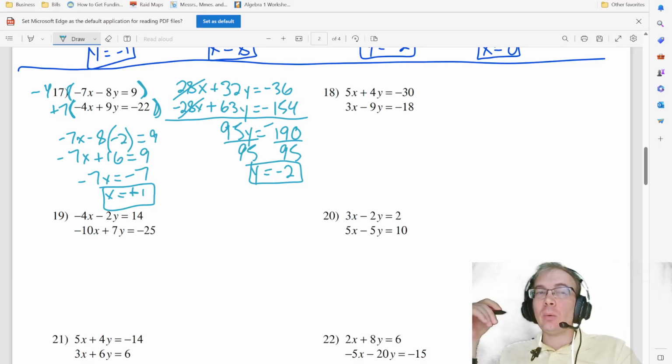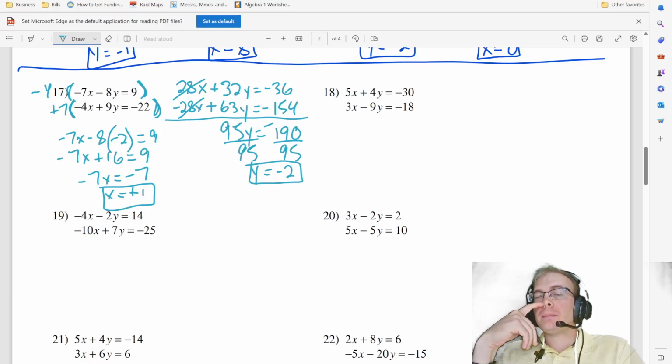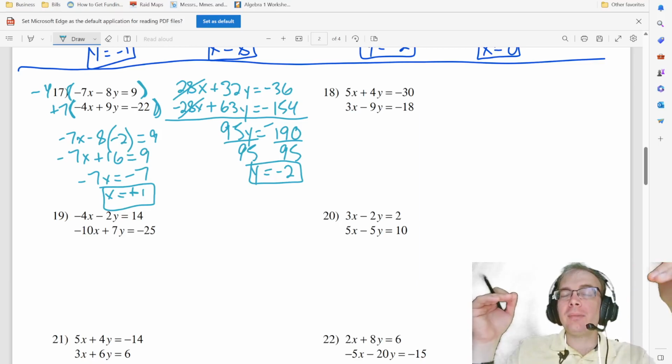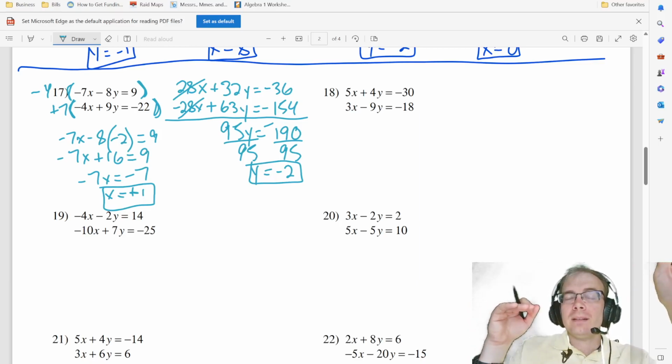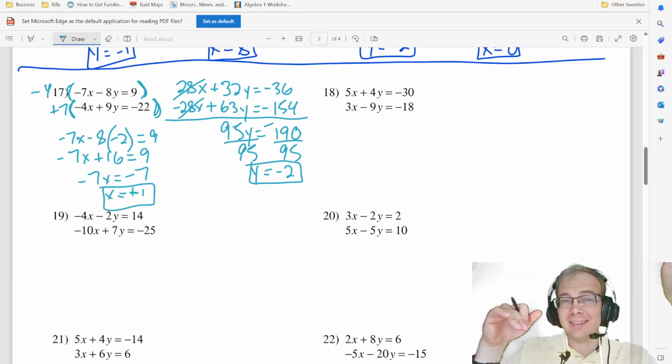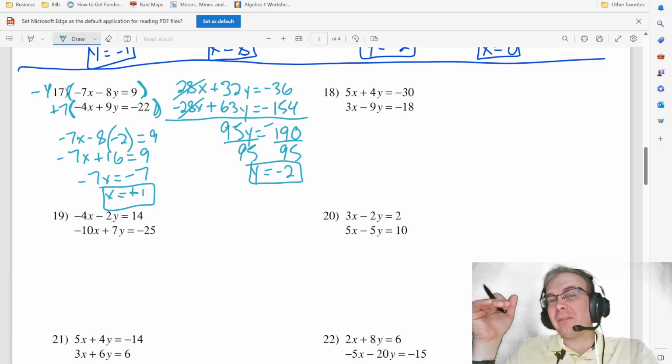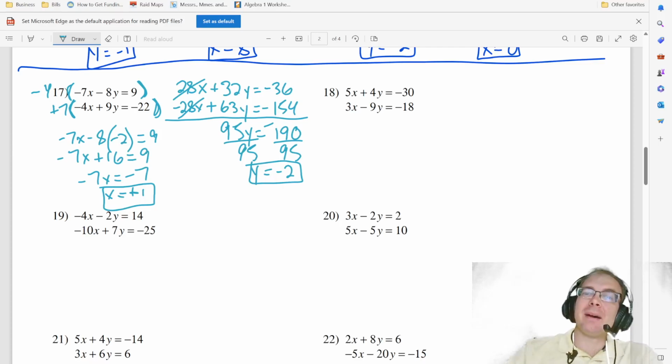I mean, it can always get worse. And then after that, you can make it worse. But practically, out of all the systems problems I've ever seen, especially in Algebra 1, because it's technically an Algebra 1 worksheet, that's about as tough as it gets.